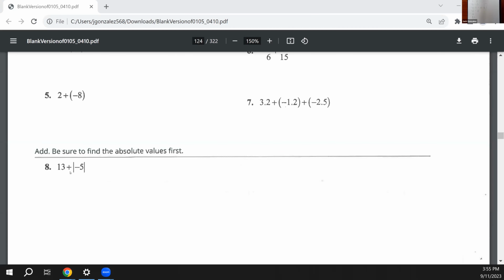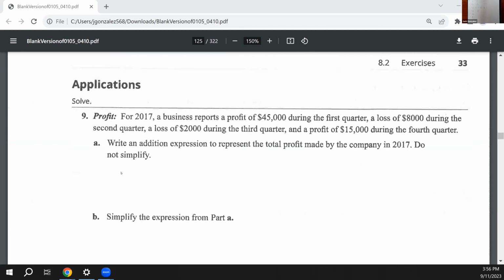So do you remember how to deal with the absolute values? So what does it do to negative 5? Turns into a positive value. So it's just 13 plus 5, 18. So it's not too bad, right? That's it. Yeah, just remember what the bars do, and then do it. That's what it was like. Yeah, I'm sorry, I didn't mean to skip it. Just forgot.